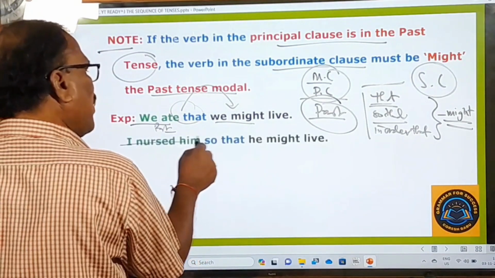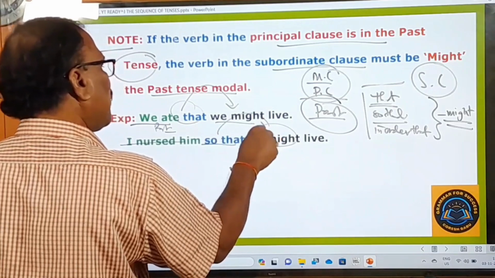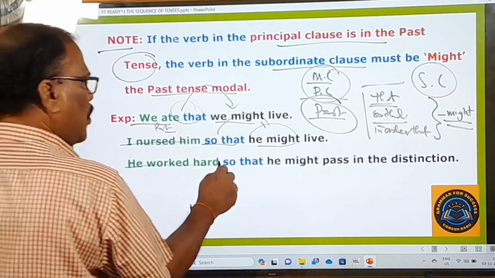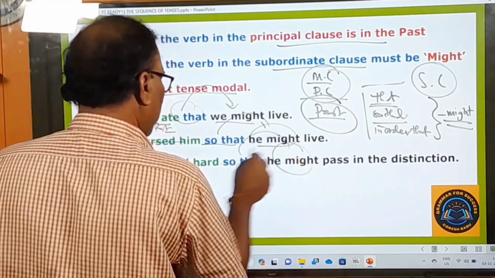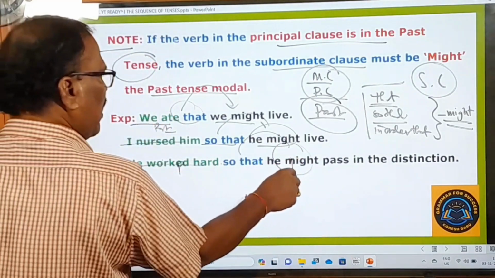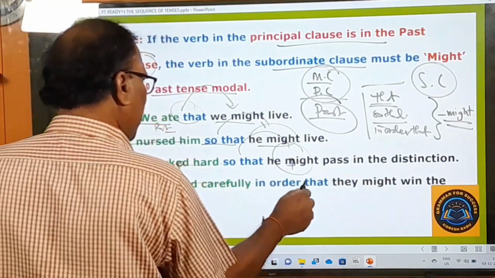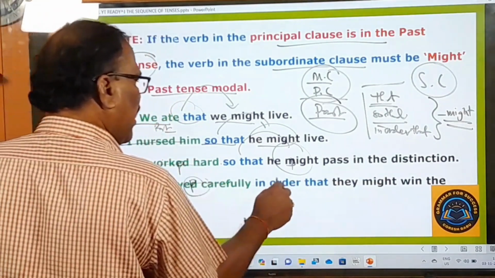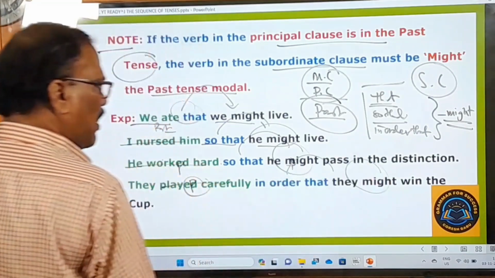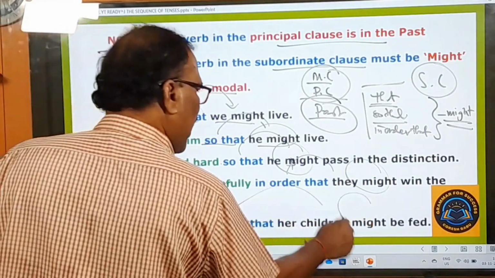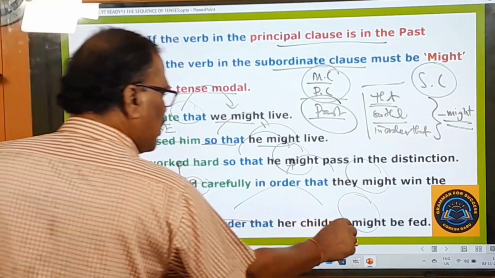I nursed him so that he might, after this, so that. Past tense, past tense. He worked hard so that he might pass. Past tense, past tense. And here, they played carefully in order that they might win. So here, past tense is there, and after in order that, might is used, past tense is there. Last example, she starved in order that her children might be fed. So this is in the past tense, this is in the past tense.